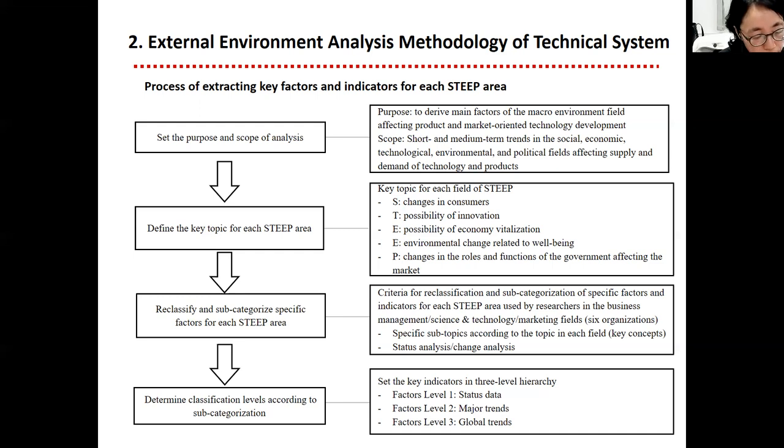After that, we determine classification levels according to subcategorization. We set the key factors in a three-level hierarchy as follows. Factors level one includes status data, factors level two, major trends, and factors level three, global trends.